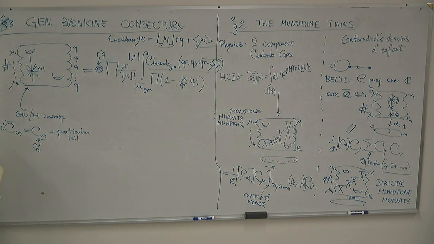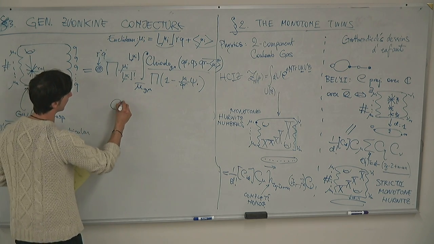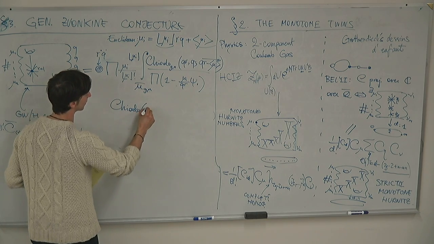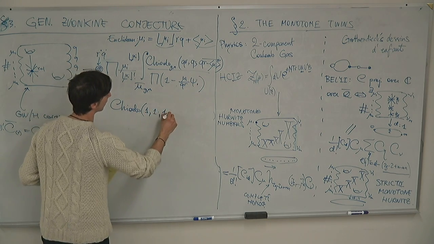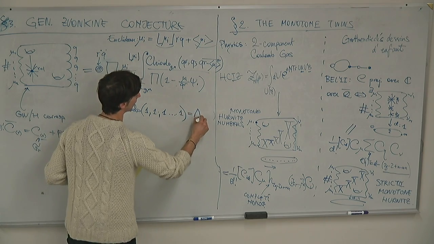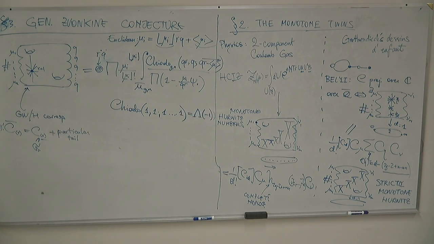But okay, so for instance, you all know at least this one example of Chiodo classes. If you specialize all the parameters to 1, then you have the Hodge class. Okay, so let me erase something. So for R equal to 1, this is the Zvonkine conjecture. Q is equal to 1.